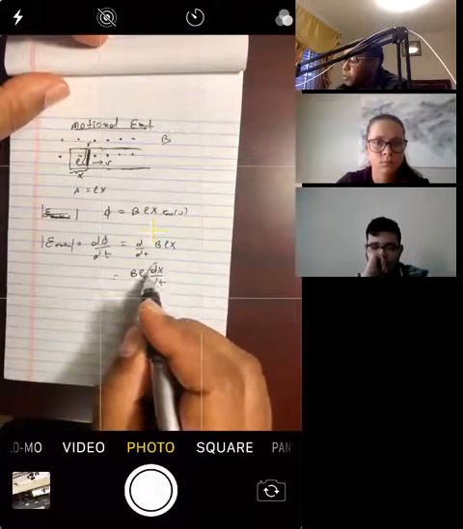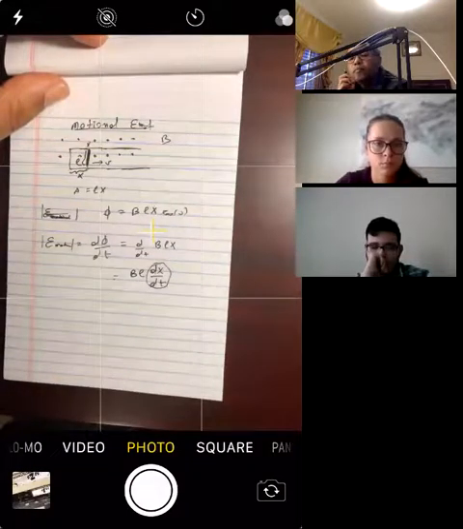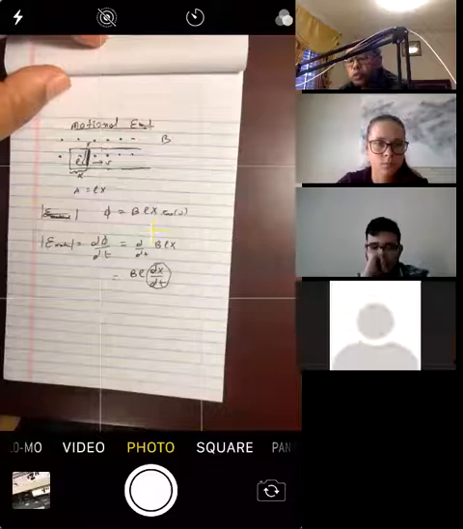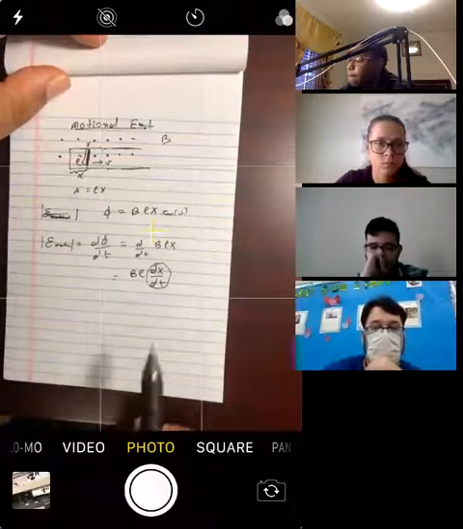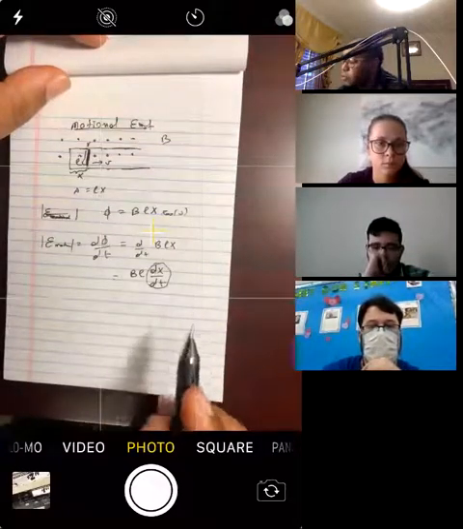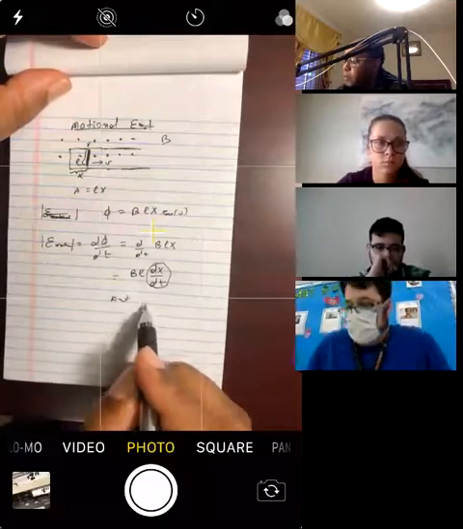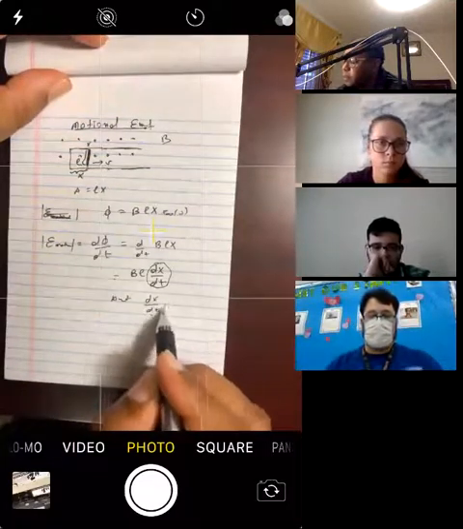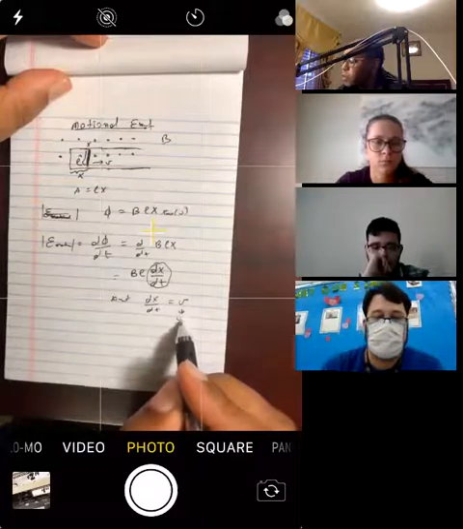What do you think this represents? What's the derivative of position with respect to time? What do you think? Velocity. Velocity, right? dx by dt is v, which is velocity.